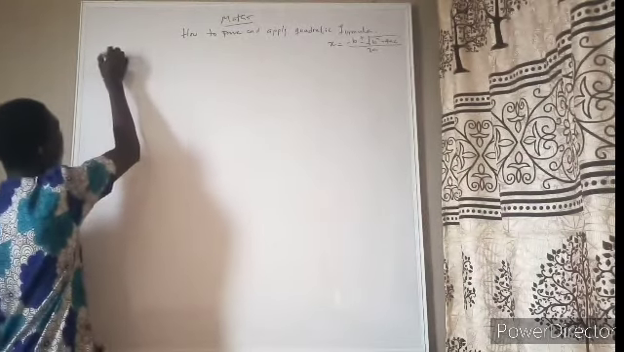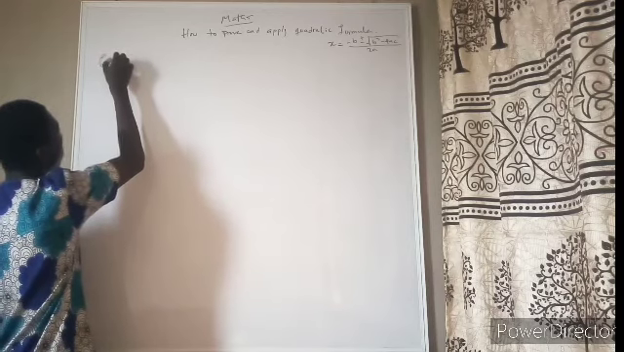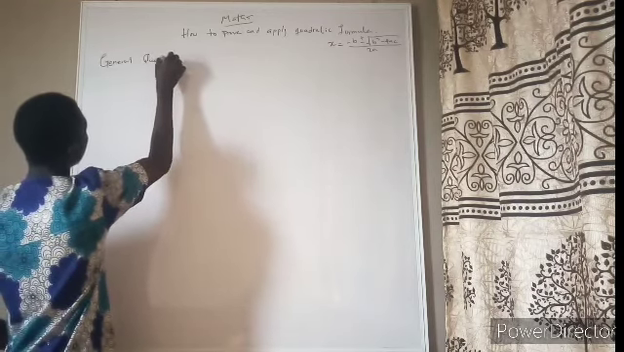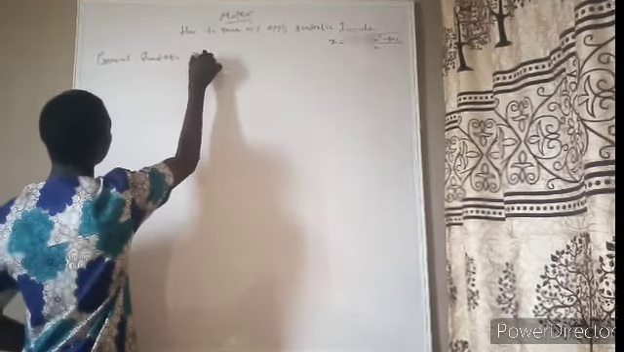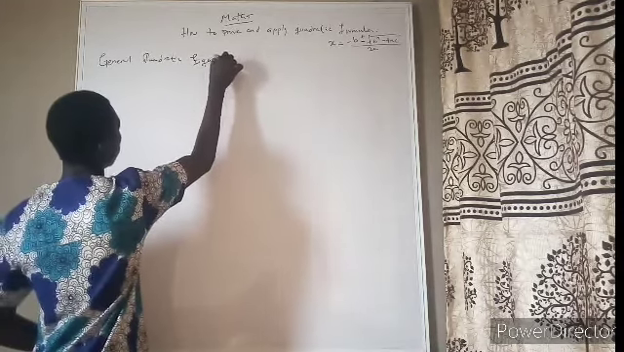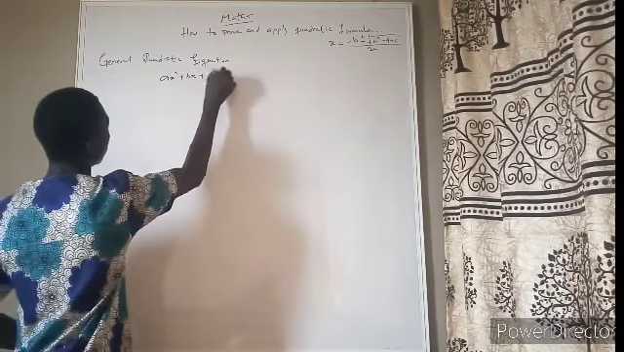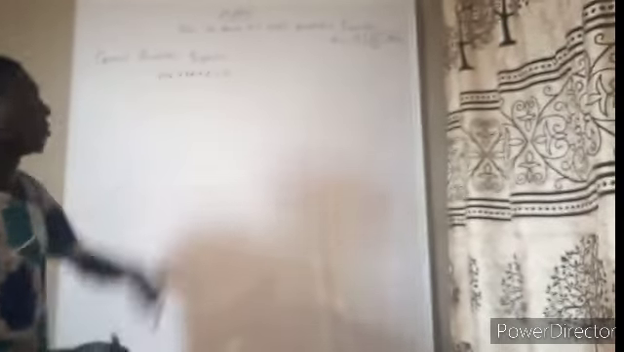We have something called the general quadratic equation, right? Which is ax squared plus bx plus c equals 0. So we will use the same formula to prove it.